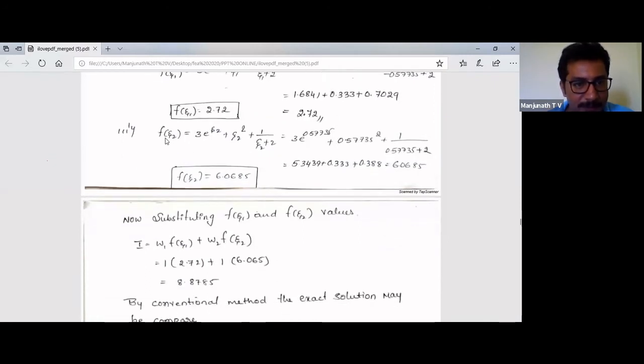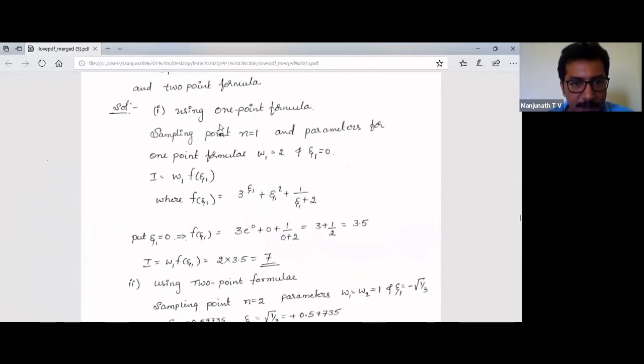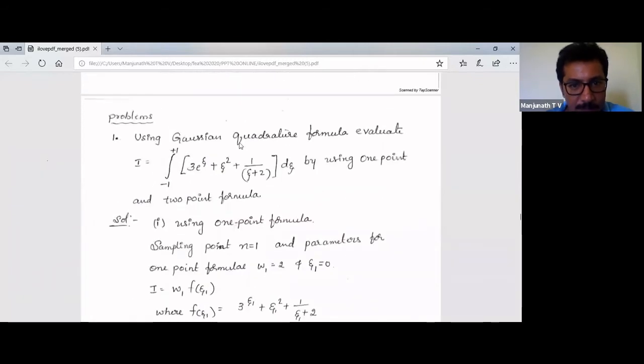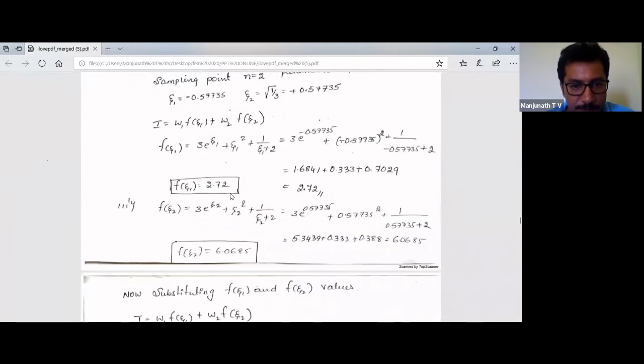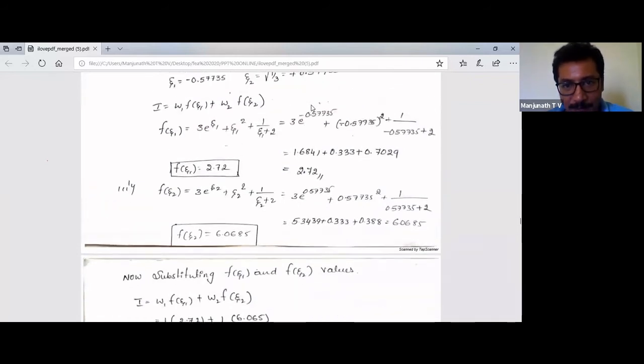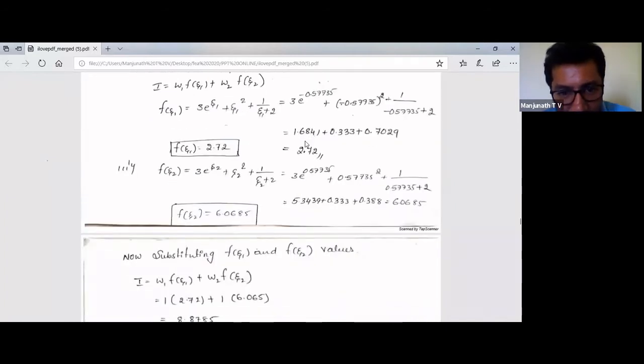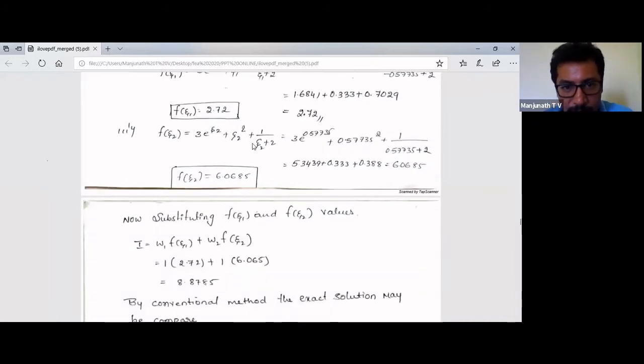Similarly, consider f of zeta 2. It is the same equation, the same f of zeta, because we have got only one f of function in the integral. Just calculate f of zeta 2 by substituting zeta 2 values. Only zeta 1 has the minus value, and zeta 2 has the plus value. Only the plus and minus signs we are going to consider for zeta 1 and zeta 2. Now just substitute the zeta 2 values, then you are going to get the values like this.